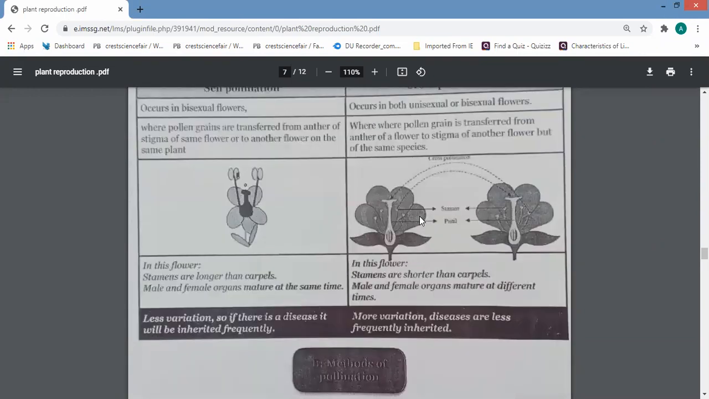To another flower of the same species. As we said, the reproductive organs, stamens and carpels, must be mature at the same time. And in case of cross-pollination, maybe they mature at different times. And self-pollination has less variation than cross-pollination.